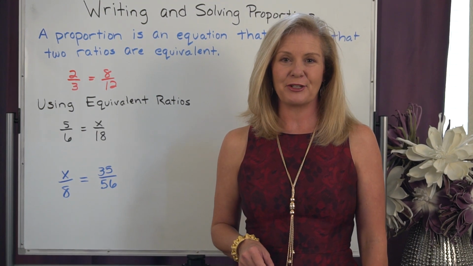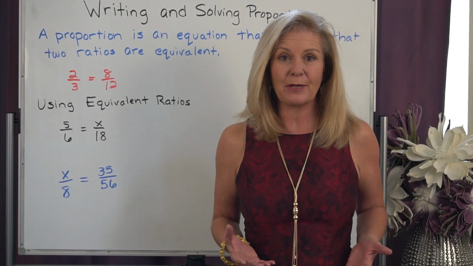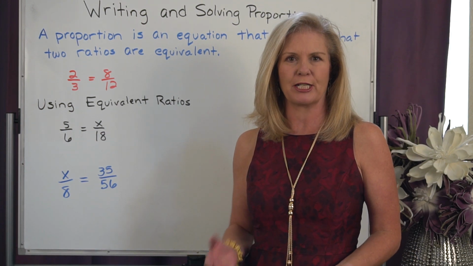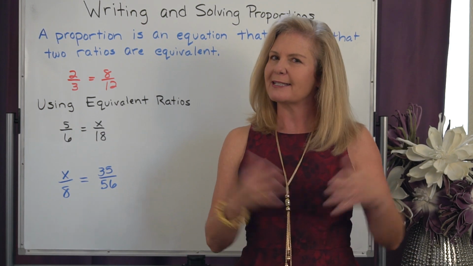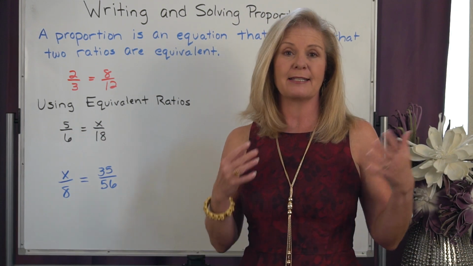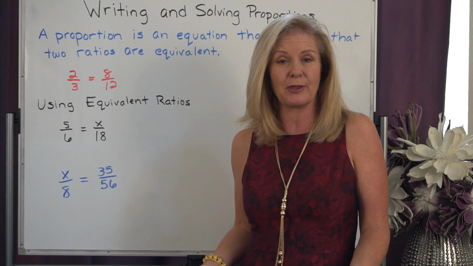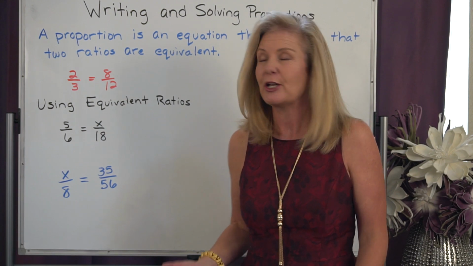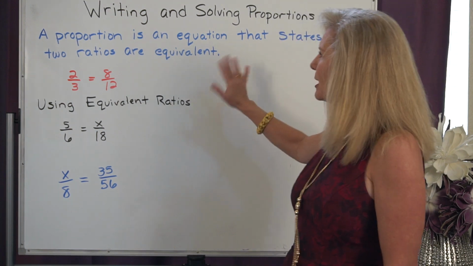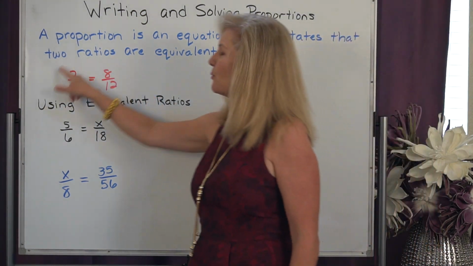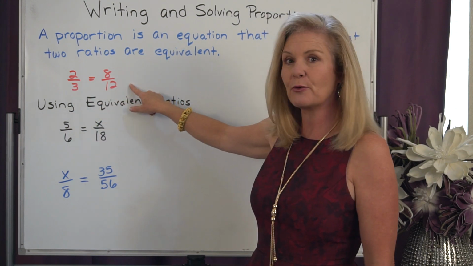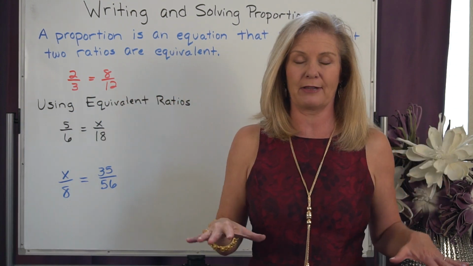Our math adventure continues. We're going to build on what we learned about ratios, and we're going to start to talk about proportions. Now remember, a ratio is simply a comparison of two things. A rate is a ratio that compares two things that have different units of measure. When we start to take a look at proportions, all that a proportion is, it's an equation where we're comparing a ratio to another ratio that are equivalent.